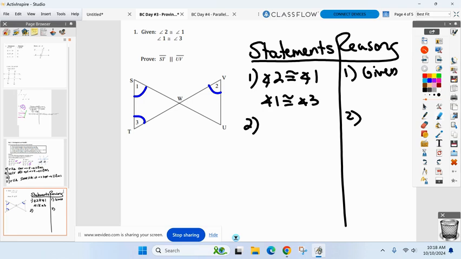Are you given any parallel lines? No, so none of my reasons should be parallel lines imply here. But I'm asking you to prove a set is parallel. And if you want to highlight that set, you can. ST and VU need to be parallel. Please make sure you realize that they need to be parallel. They're not given parallel. But here's what I want you to do in your group right now, real quick.